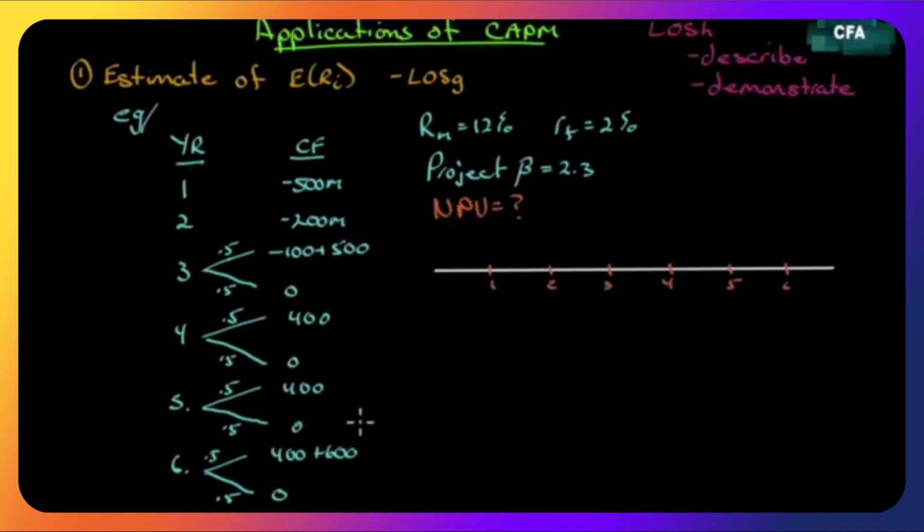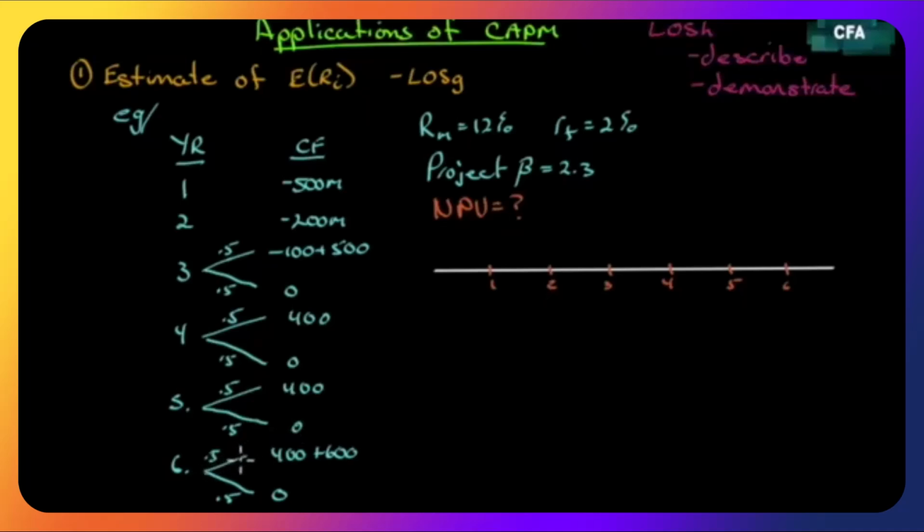In year 1, we're going to spend $500 million. In year 2, we're going to spend $200 million. In year 3, there's a 50% chance that our project is going to work out for us. We'll have to spend another 100, but we'll bring in 5, and there's a 50% chance that it's just going to fail. In year 4, there's the 50% chance that the cash flows will continue, but that 50% chance that it fails is still there. Year 5, 50% chance of 400, but also it's failed. It failed way back here, right? And finally, in year 6, if the project did work out, we'll collect our $400 million plus sell the project for $600 million.